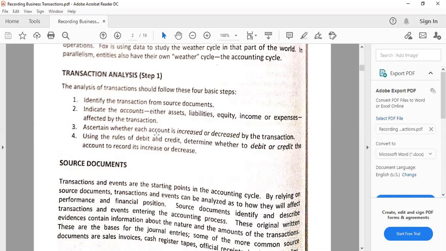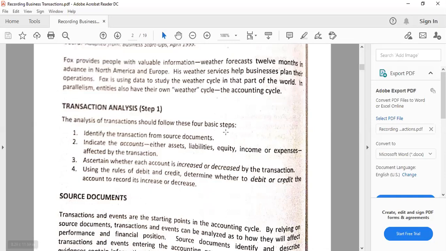In fact, we have said already that it is collection. Then we have to indicate the accounts affected, whatever accounting elements they are, from assets down to expenses. So you can notice drawing is not here because that is under equity as discussed in the previous chapter. Number three, ascertain whether each account is increased or decreased by the transaction. So for example, we debit accounts receivable, that would increase it because it is an asset.